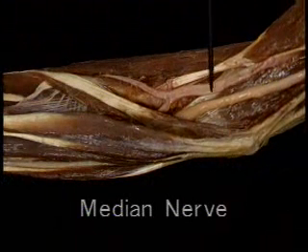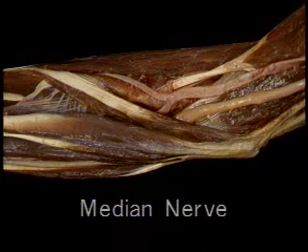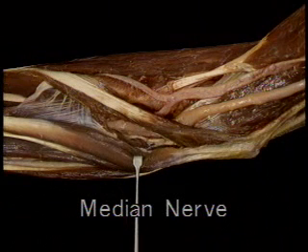Now let's look at the median nerve. Let's go back to the elbow where we saw it in the last section. Here's the median nerve, next to the brachial artery. To see where it's going, we'll retract flexor carpi radialis.